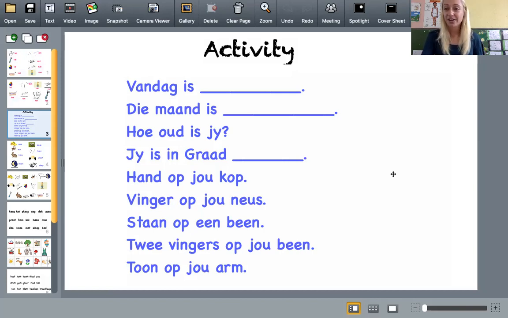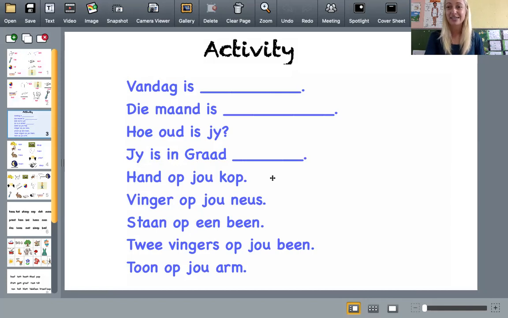Right, the next one will all have the same answer. It says jy is in graad, and you have to answer for me with the grade that you are in, in Afrikaans. The number of the grade that you are in will all have the same answer. Jy is in graad 2. 2. Good.